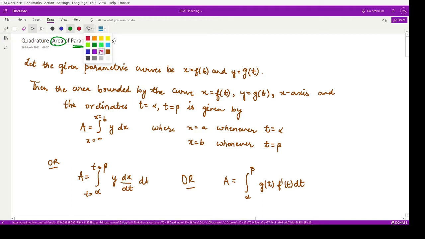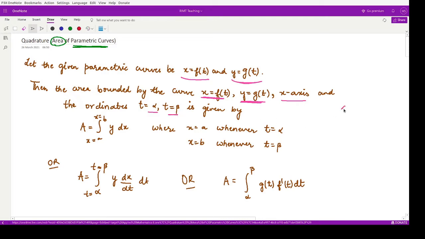So for that, let us suppose the given parametric curves have the equation of this form: x is equal to f of t and y is equal to g of t. So then, how can we find the area which is bounded by this curve x is equal to f of t and y is equal to g of t, these two curves and the x-axis having coordinates from alpha to beta?